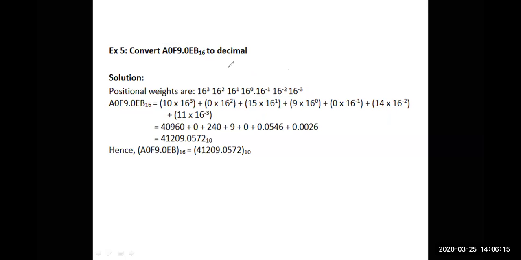So how will you convert any number to a decimal number? For that, we just remember. I'll write down here: conversion of any number. Any number means it may be binary, octal, or hex. So any number to decimal number conversion, that is binary number or octal number or hex number. So we know the base values.